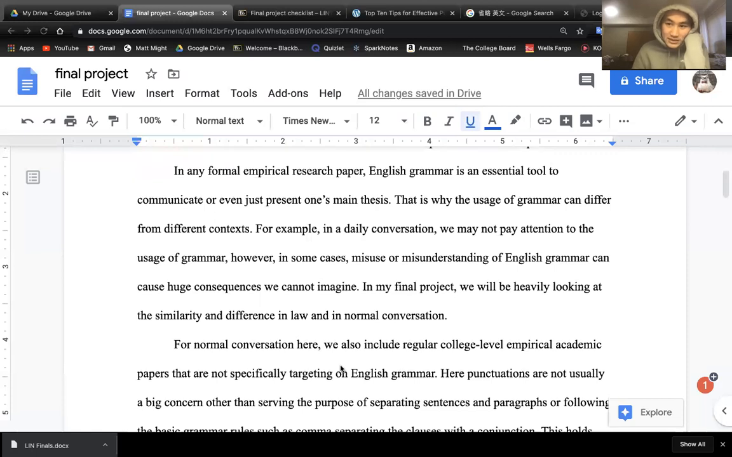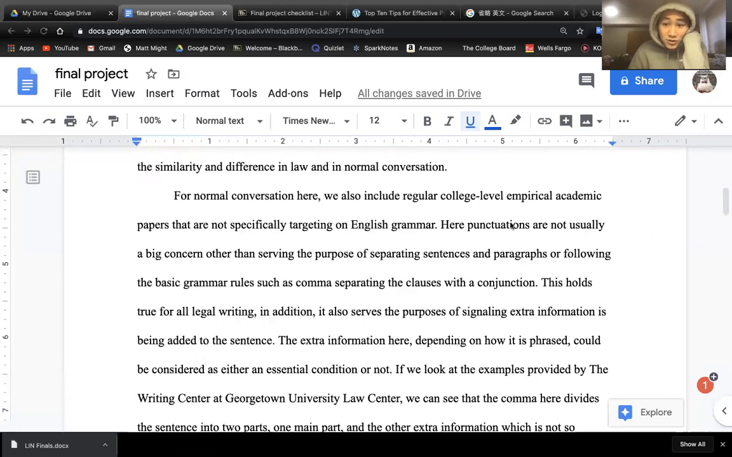So any paper besides the ones specifically talking about English grammar. The punctuations are not usually a big concern other than serving the purpose of separating sentences and paragraphs or following the basic grammar rules, such as a comma separating the clauses with a conjunction. That is the most common punctuation we see and most often used in any paper. This holds true for all legal writing. In addition, it also serves the purpose of signaling that extra information is being added to the sentence. So if a sentence is very long, we usually divide it with commas.